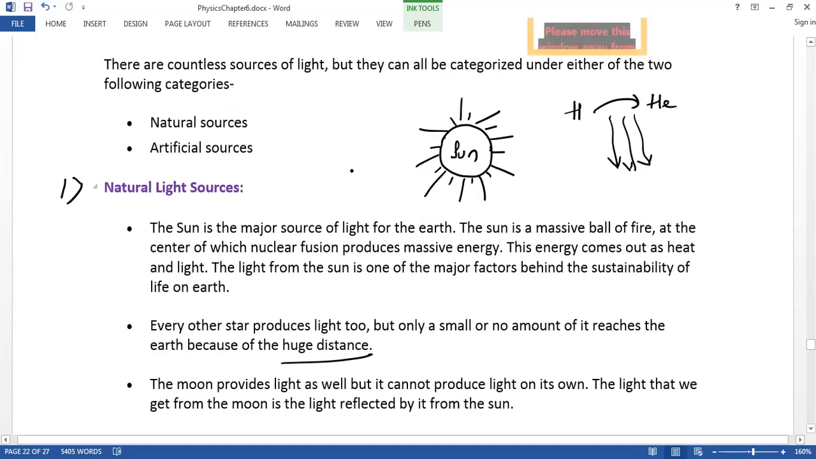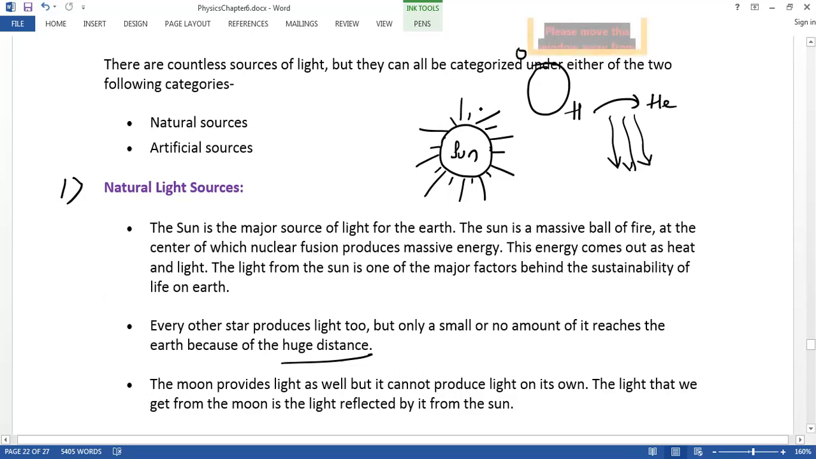So the moon is not a source of light. It's just a reflection. For example, let us take a diagram of the moon. When the sun's rays hit the moon, they reflect. For example, the earth is over here and the moon is over here. Why is the moon visible to us?